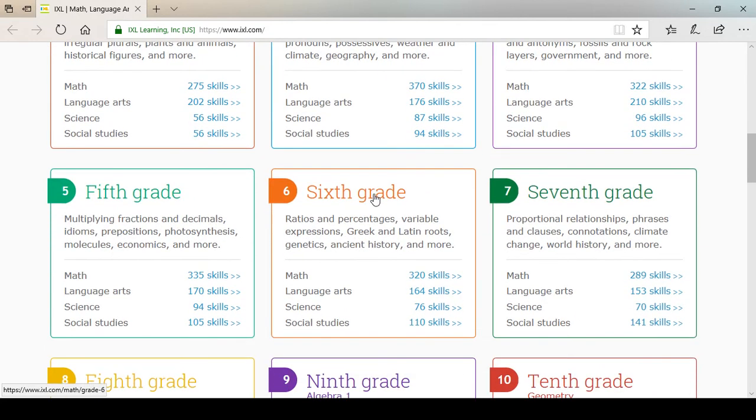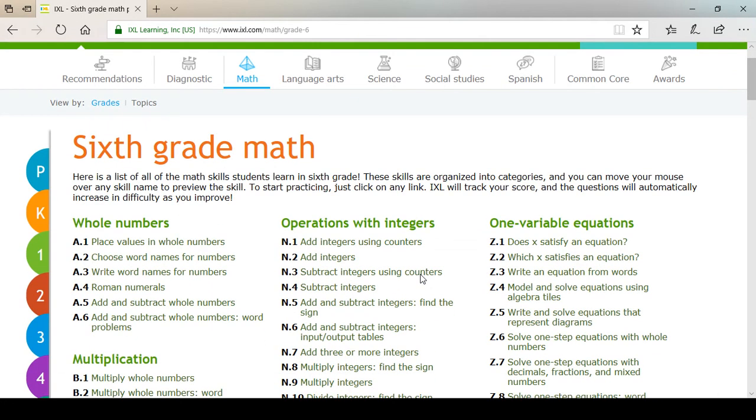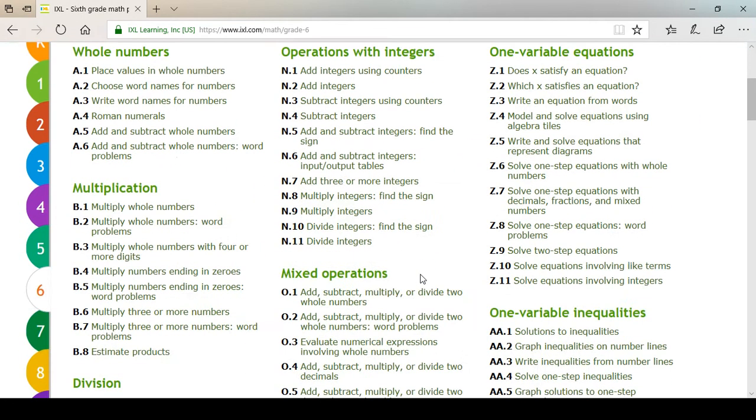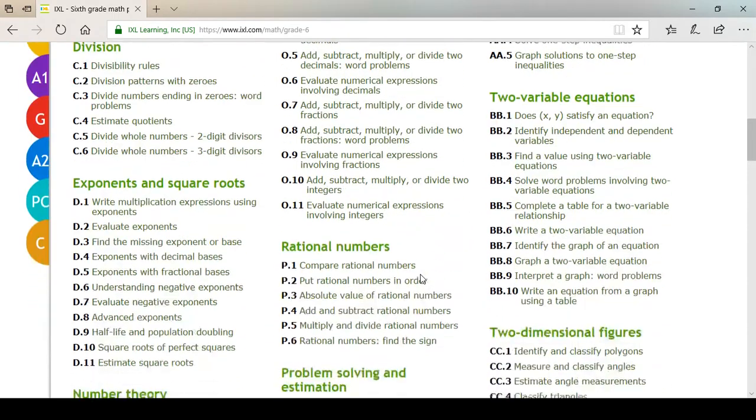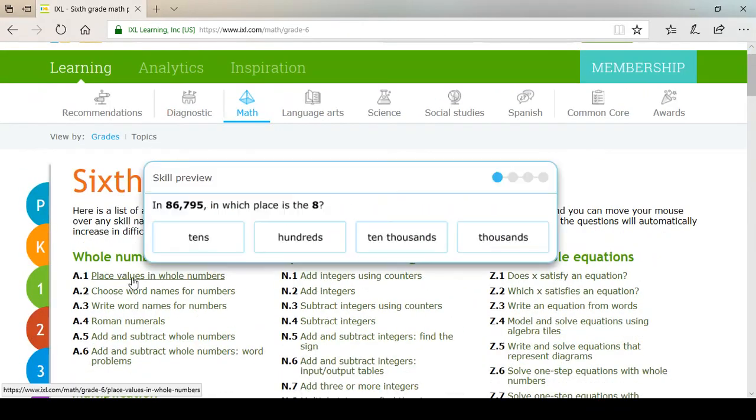I'm going to go ahead and go to 6th grade because that's where I'm placed currently. As you can see, it has these different subjects right here. So let's just go into math. And it basically covers all of your standards right through here. And each of these you can click on to practice. So let's just go up to the first one on place values and whole numbers.